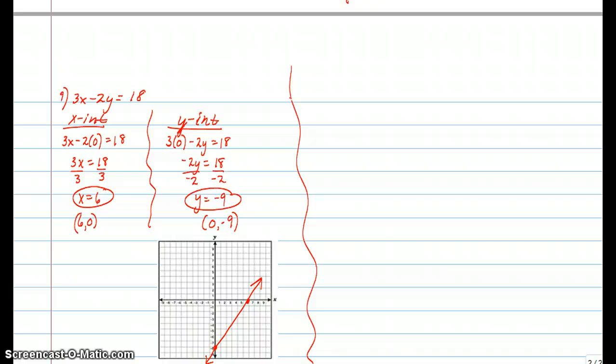All right, for the x-intercept, 3x minus 2 times 0, the y-coordinate will be 0, equals 18. 3x equals 18. Use your division property of equality by dividing by 3. X equals 6. That is the x-intercept. The location of the x-intercept is 6, 0, and you can see I've plotted it here.